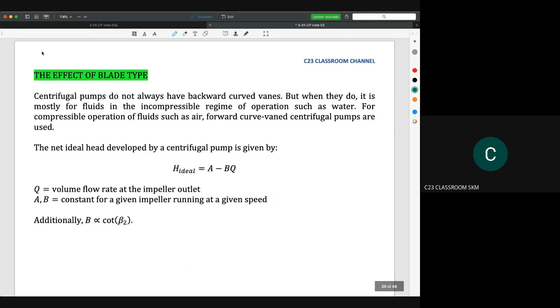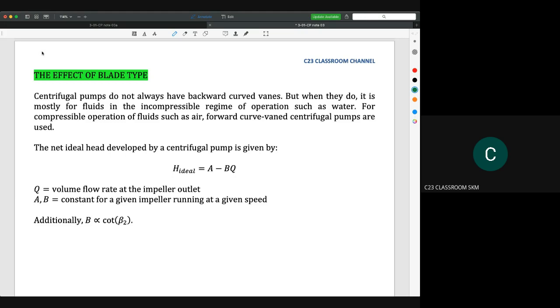So then we go very quickly for this one, the effect of blade type. Centrifugal pumps do not always have backward curved vanes, but when they do, it is mostly for fluid in the incompressible regime of operation, such as water. For compressible fluid, such as air, forward curved vane centrifugal pumps are used. The net ideal head developed by a centrifugal pump is given by A minus BQ. This is actually just a note. This is how we get the ideal head of the centrifugal pump.